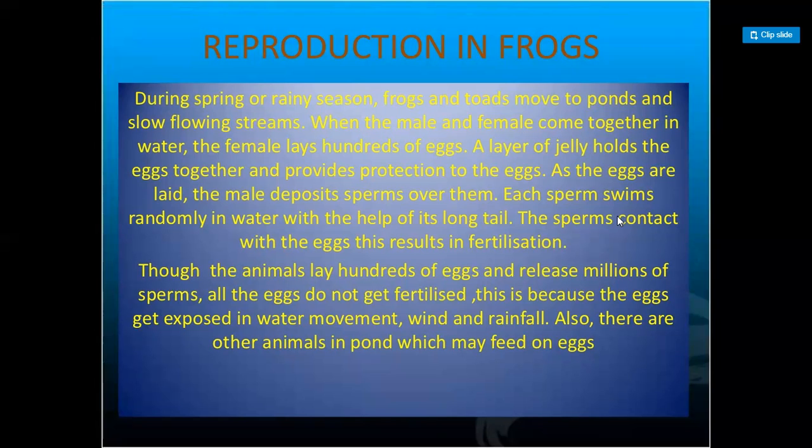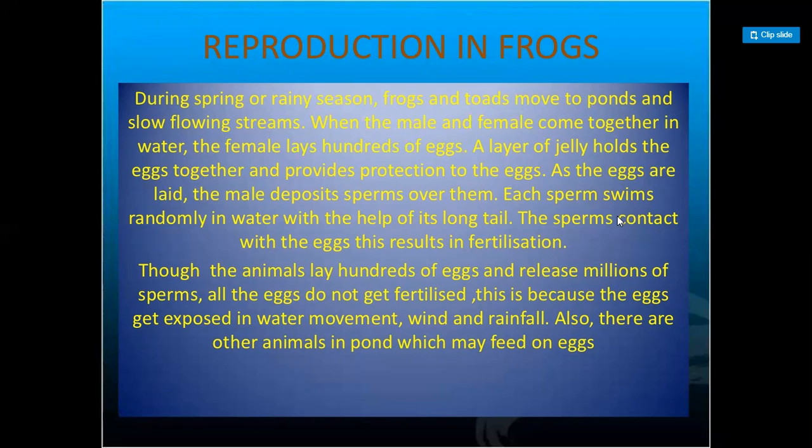The animals lay hundreds of eggs and release millions of sperms, but all the eggs do not get fertilized because the eggs get exposed to water movement, wind, and rainfall. There are also other animals in the pond which may feed on eggs, right? So it's not possible that all the eggs will be fertilized. And this process is known as metamorphosis.